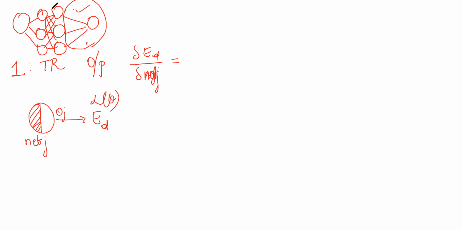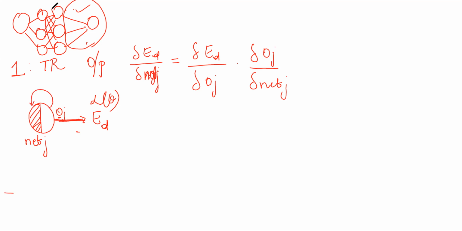Only from here to here, what will be the operations that I perform? Which is delta ED, the partial derivative of ED with respect to OJ, because I'm worried about the output here. That is with respect to the output, into delta OJ divided by delta net J. So from this to this I want two operations.